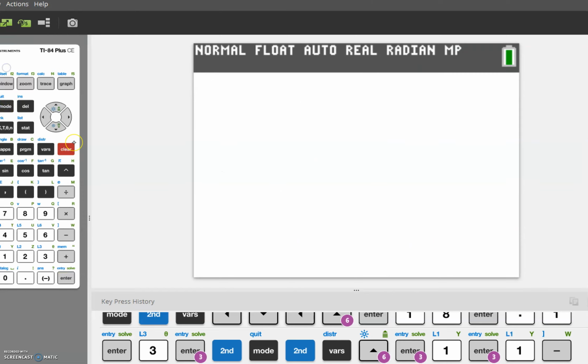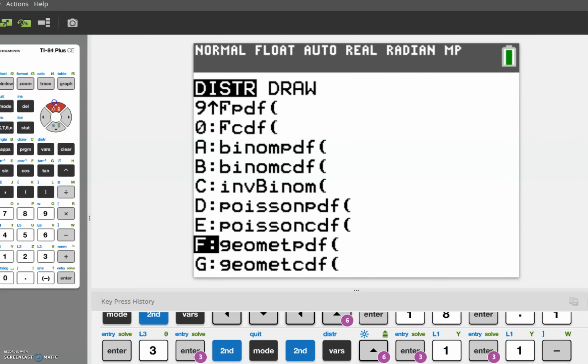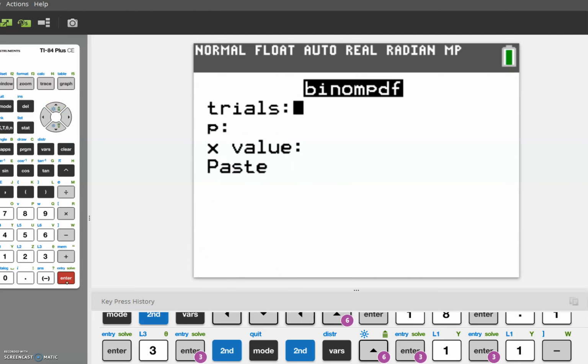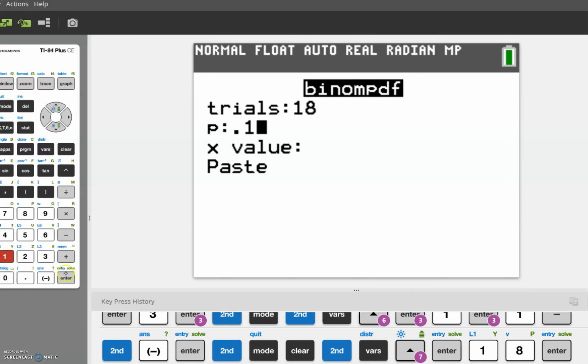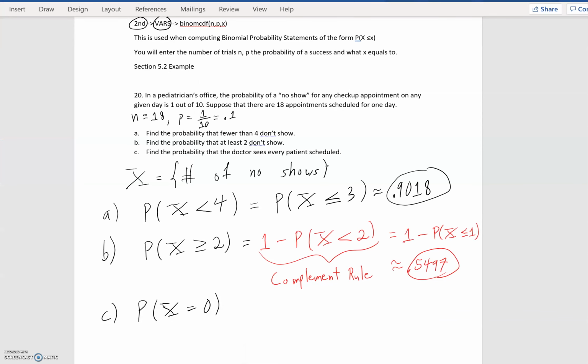So that's still located in the same area as I found binom CDF. So you hit second and then vars. Scroll on down to binom PDF. Enter your number of trials, that's n. Enter the probability of success and your X value. Hit enter. Rounding this to 4 decimal places, I have 0.1501.